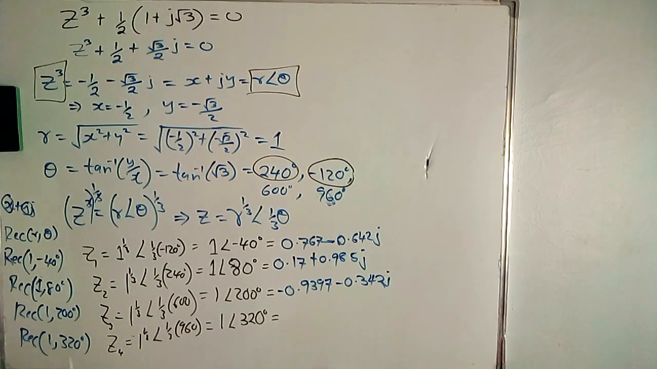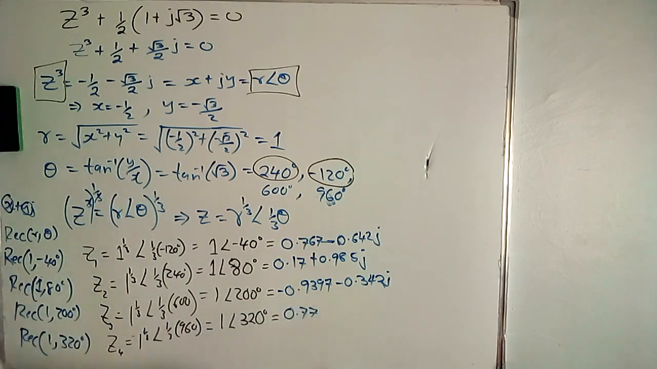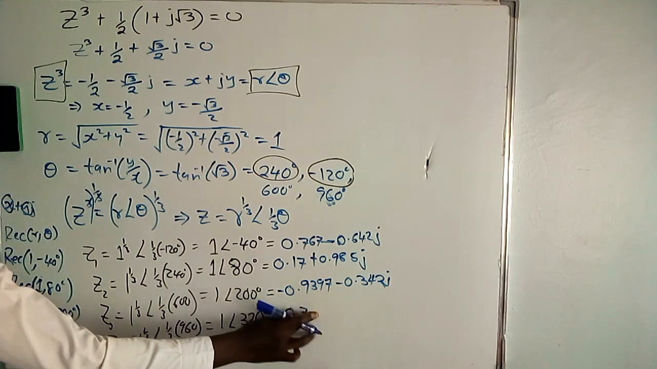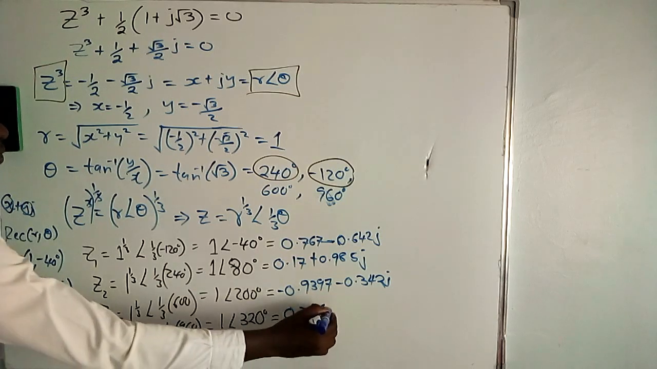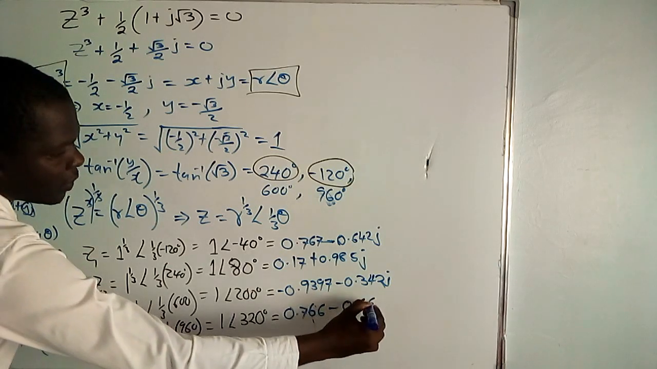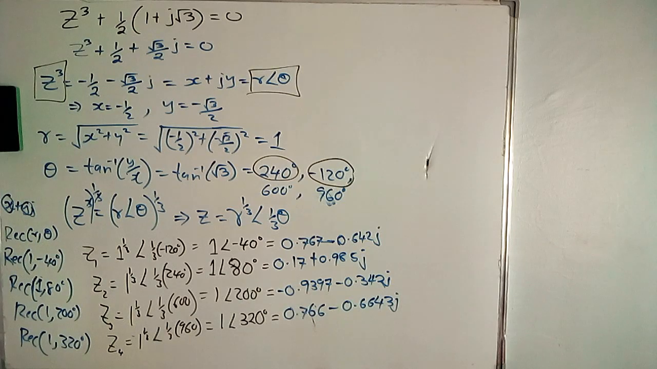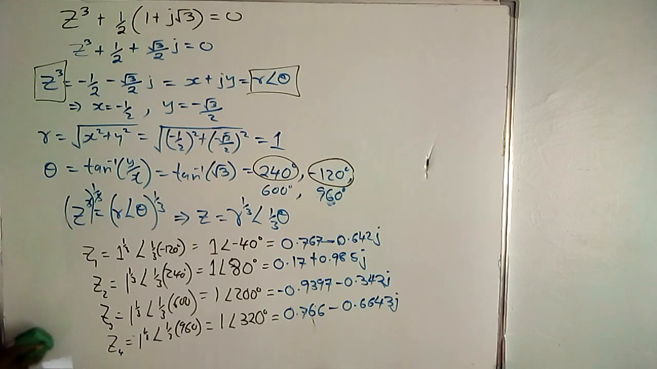What is the value of x? 0.766. That is, x is 0.766. Then y is negative 0.643j. So you found x plus yj. X is 0.766, y is negative 0.643j. So you found them in the form of x plus yj.